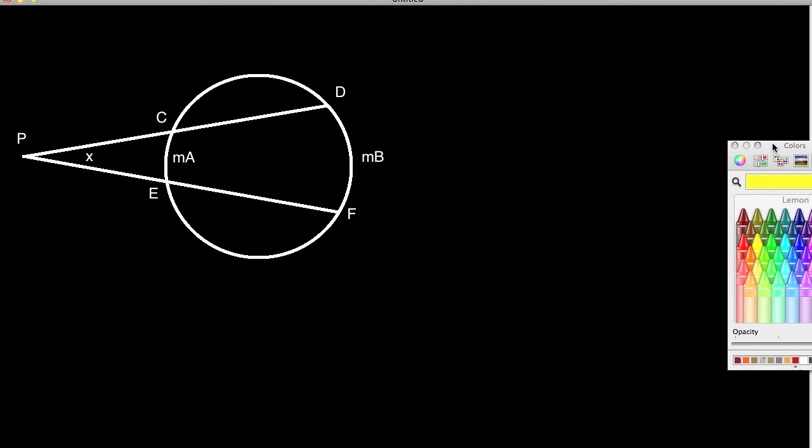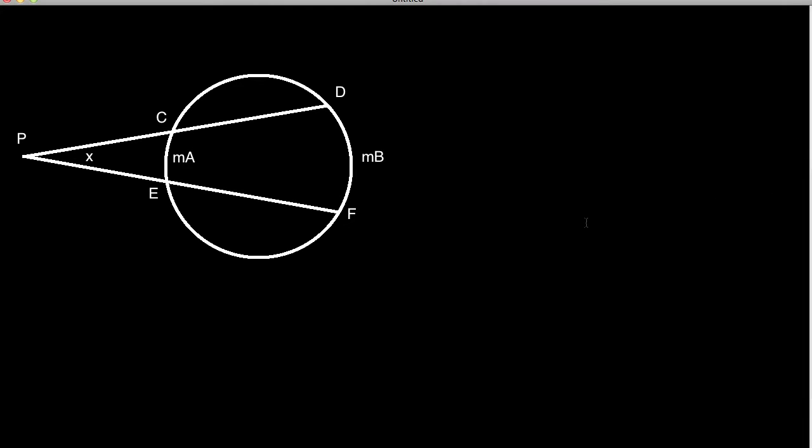Okay, what I want to show here is how the angle, this angle right in here, which I'm calling angle x, how the measure of angle x relates to the measure of this arc. Remember, we refer to the measure of the arc as the size of the central angle subtended by that arc.